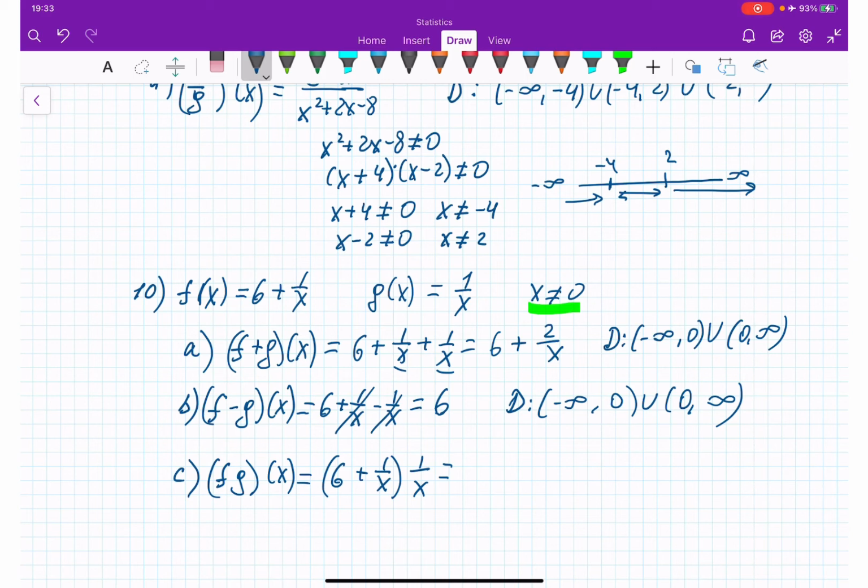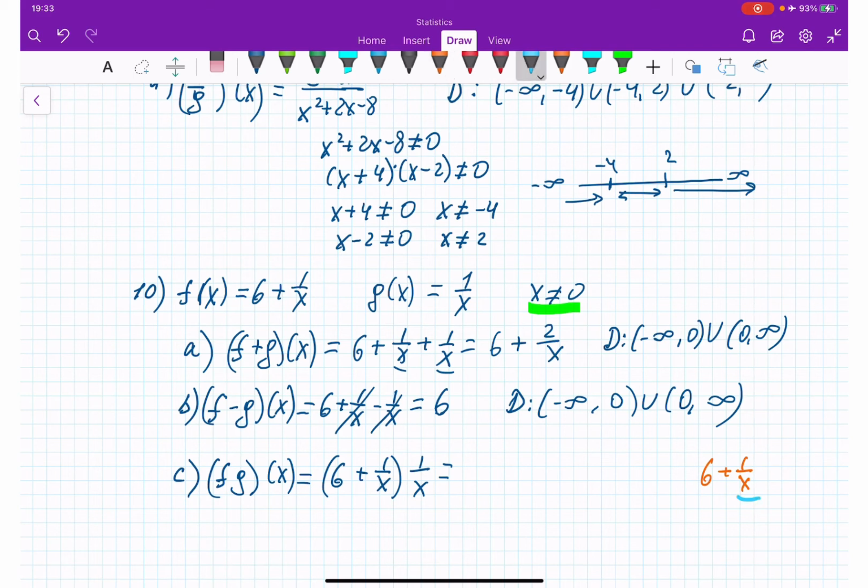So what is going to be here? 6 plus x... 6 plus 1 over x. Okay, let me do drafting here. 6 plus 1 over x, to bring to common denominator. So the common denominator is going to be 6 at the x.